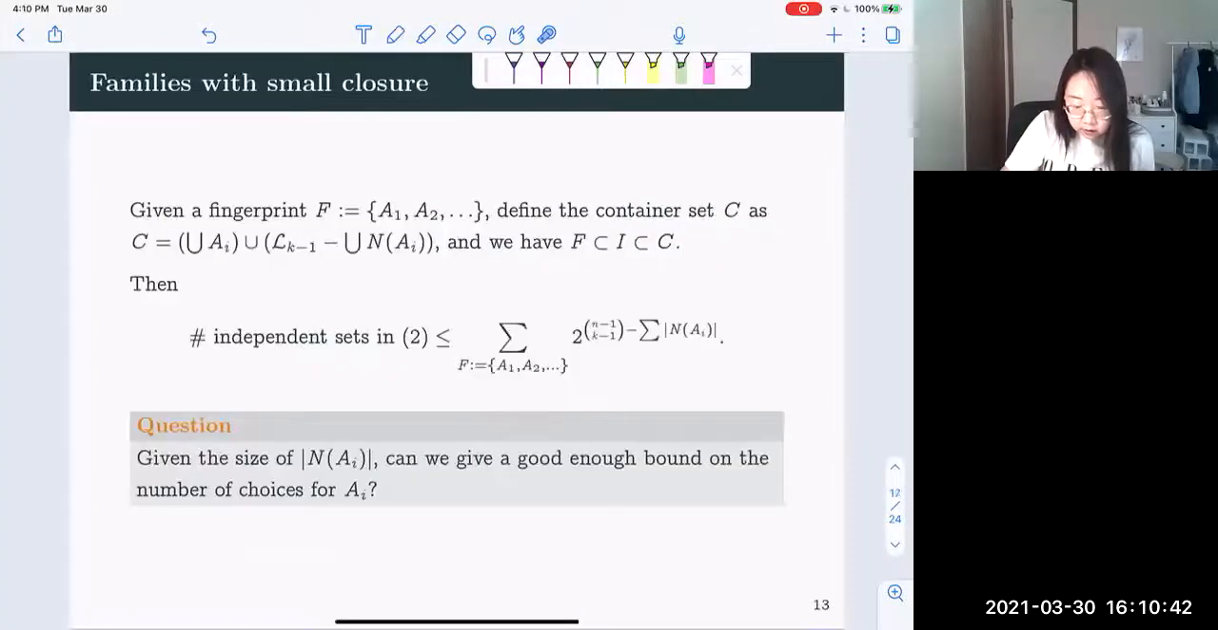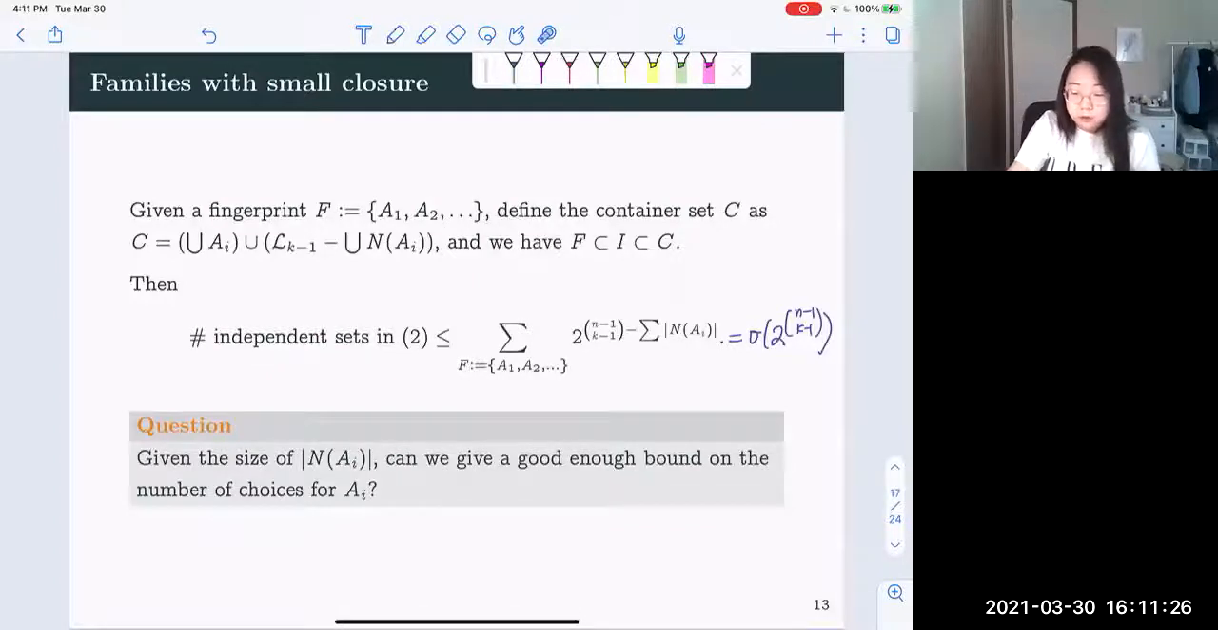Here I just summarize what I did before, defining the container. Once we have those containers, the number of independent sets is, you first fix one container. Then the number of independent sets containing that is exactly this many: 2 to the size of the non-neighborhood, because you can choose an arbitrary subset from the non-neighborhood. And then we sum over all possible containers. Remember, the goal here is to show this quantity is much smaller than this.